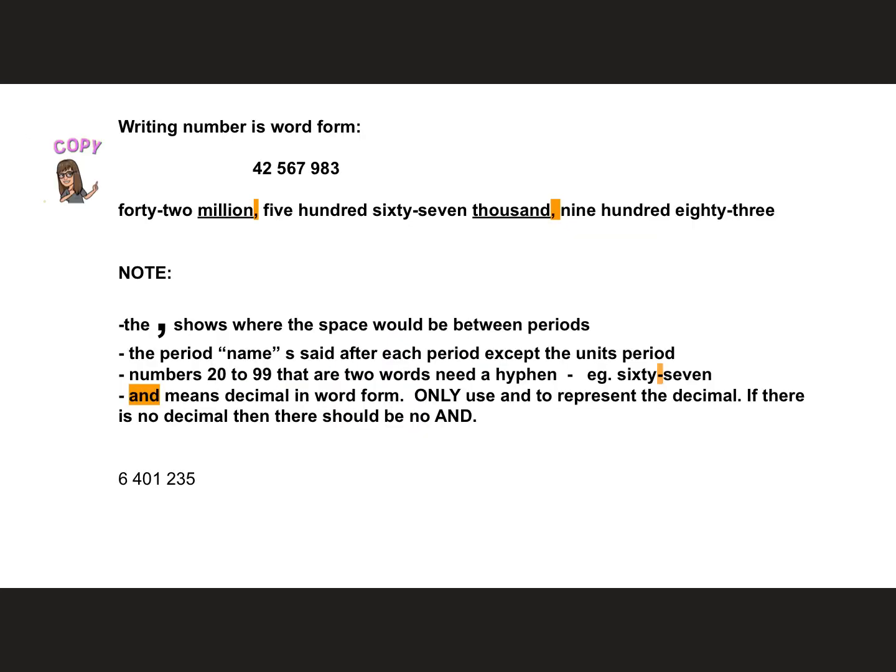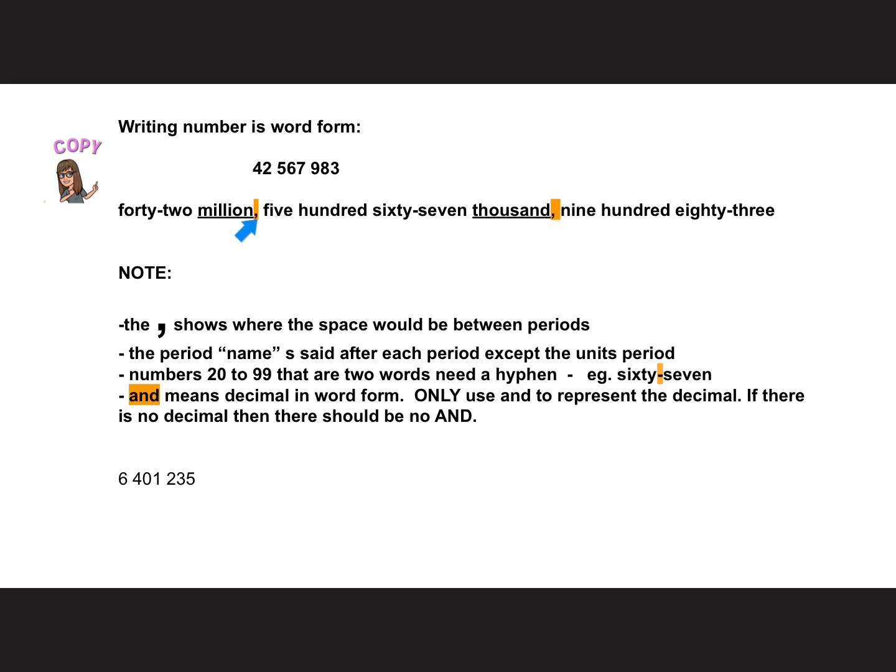All right, and again, you're going to do some copying. Last way that we're going to worry about for writing numbers is to write them in word form. So word form can be a little bit tricky. So we're working with the number 42 567 983. So again, the 42 comes first, 42, and then we always say the name of the period that those digits are in. So they're in the millions period.